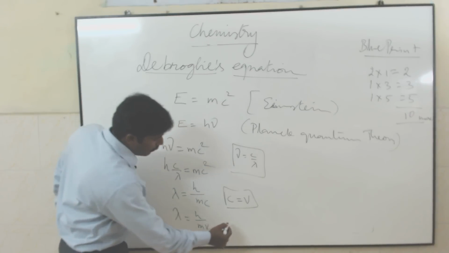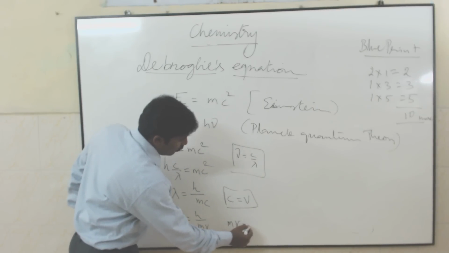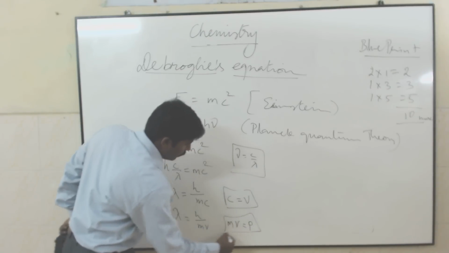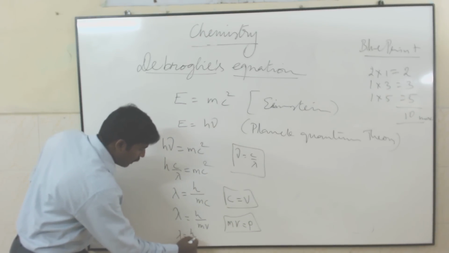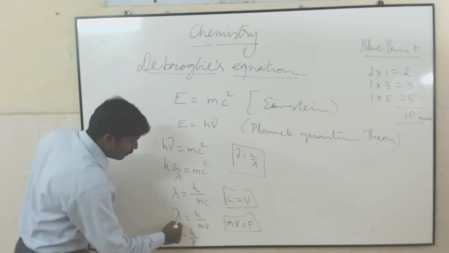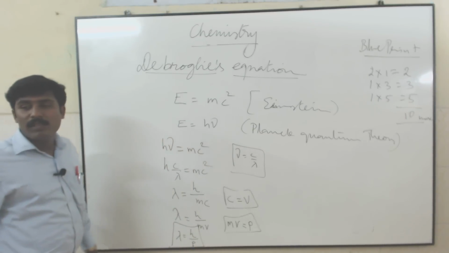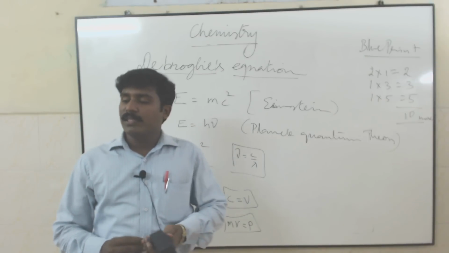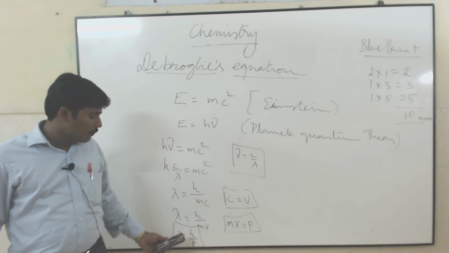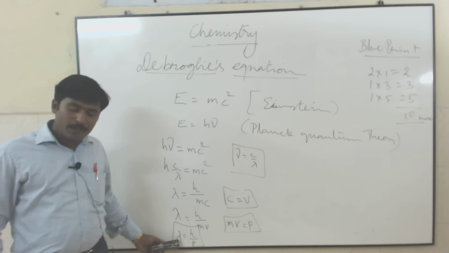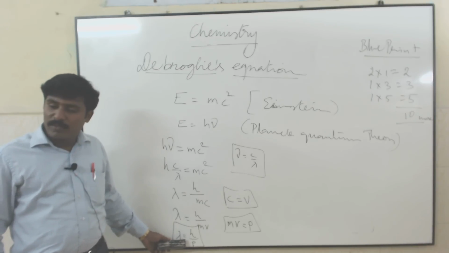But actually mass into velocity is equal to momentum p. mv is equal to p. So you can replace mv by p, so that lambda is equal to h by p. This is nothing but De Broglie's equation. Usually they will ask one more question, what is De Broglie's equation? Commonly they will give this value, lambda is equal to h by mv or lambda is equal to h by p, that is De Broglie's equation.